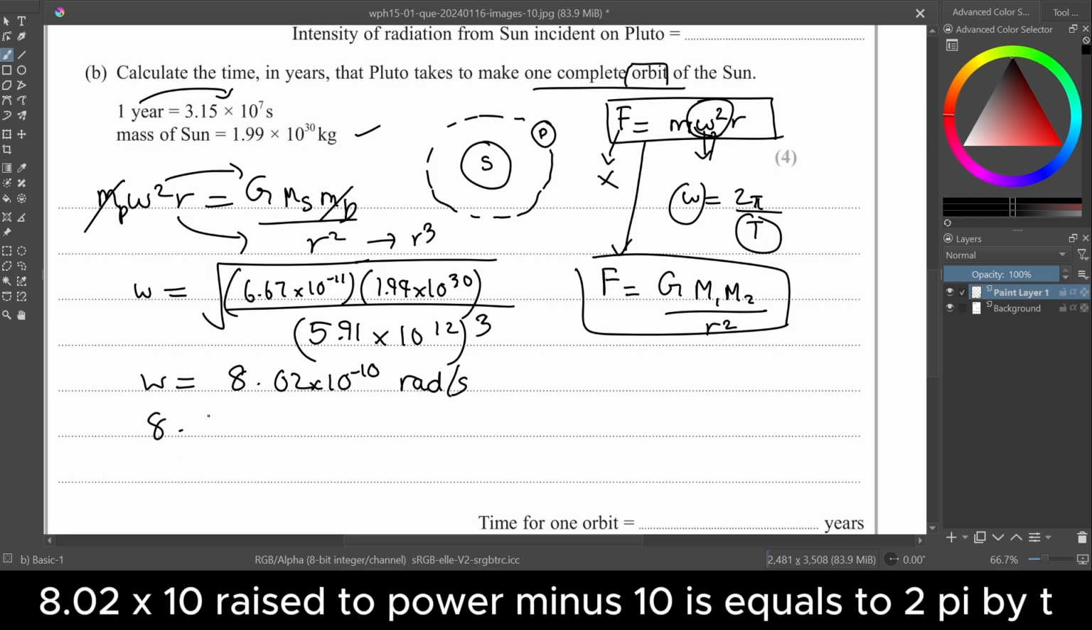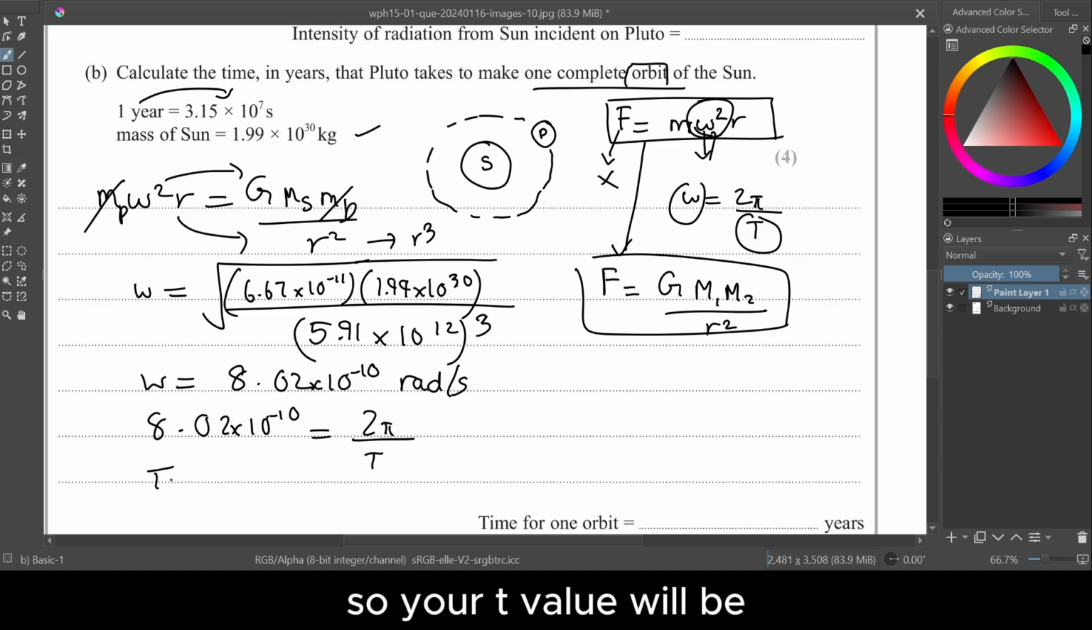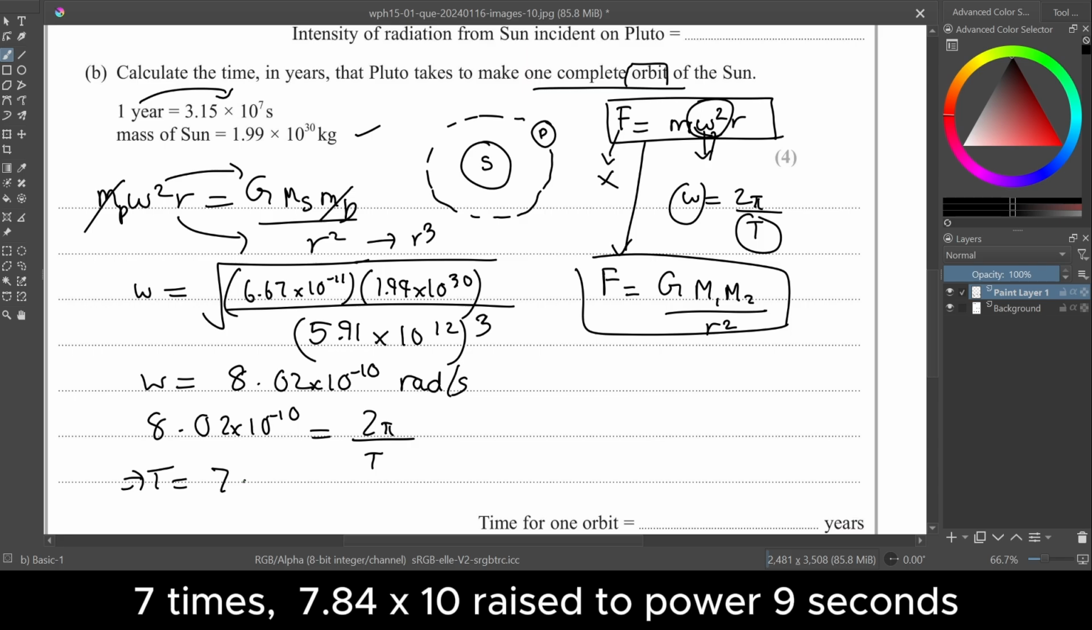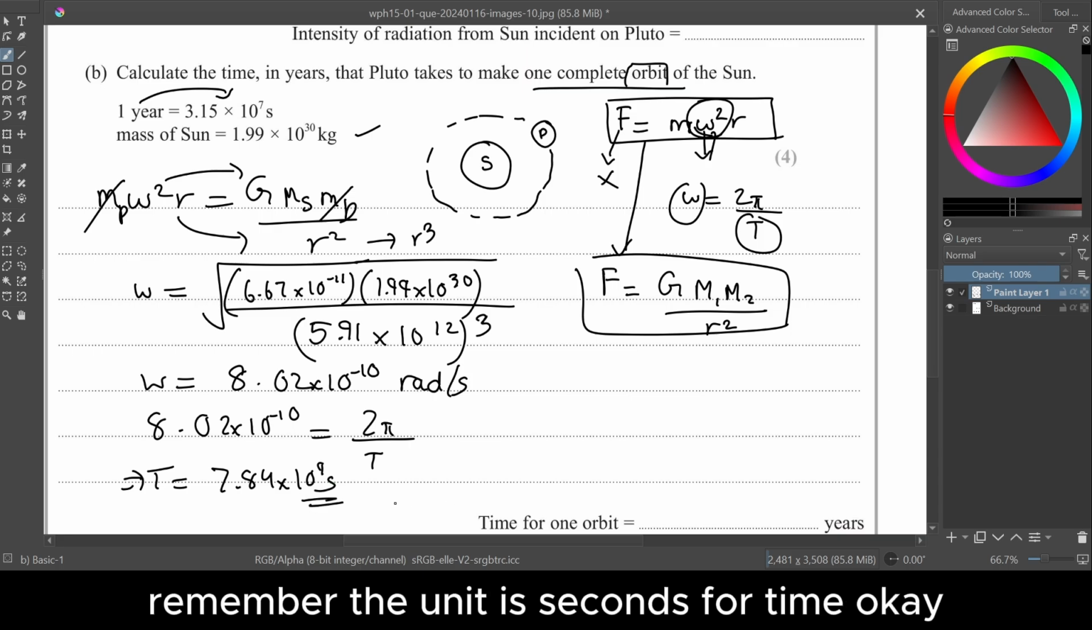Now you can input the value here and get the time. So 8.02 times 10 raised to power minus 10 is equal to 2π by T. So your T value will be 7.84 times 10 raised to power 9 seconds. Remember, the unit is seconds for time.